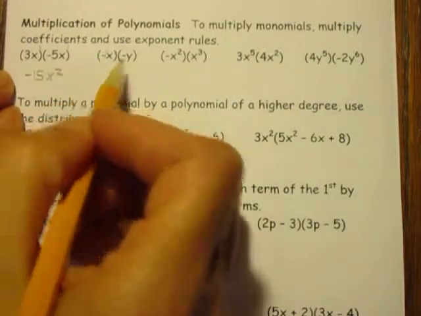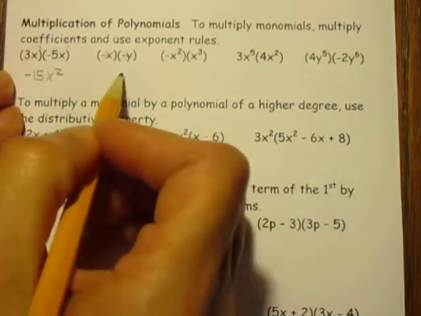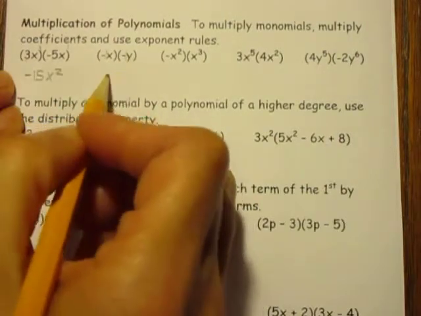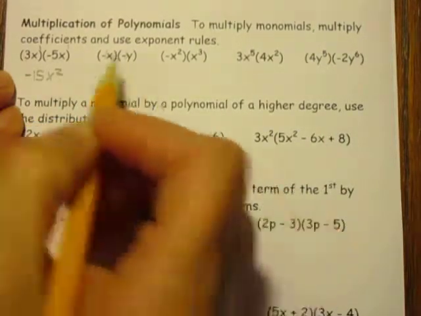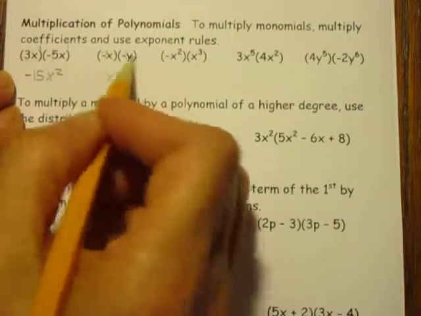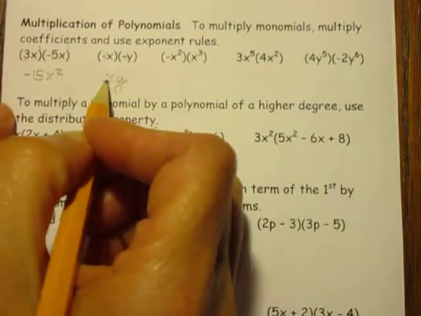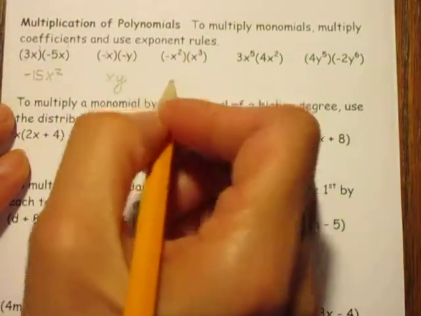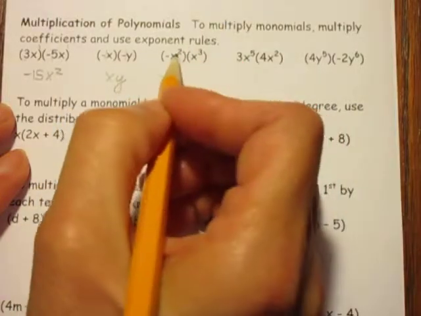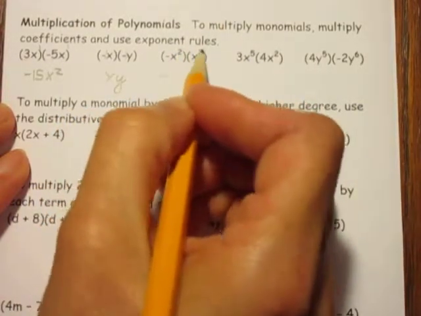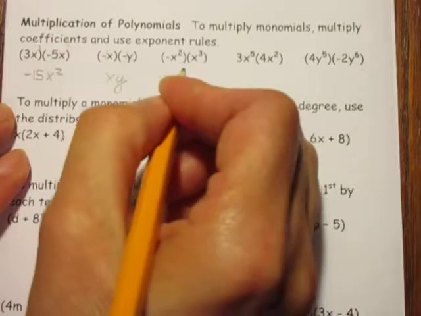This is like a negative 1 in front of here times a negative 1, which would be positive 1, and then x times y would be xy. So that just simplified to be, and again, two negatives, there's your pair of negatives, your answer is going to be positive. Here I've got a negative times a positive, so that's going to be negative. And then x squared times x cubed is going to be x to the 5th power.